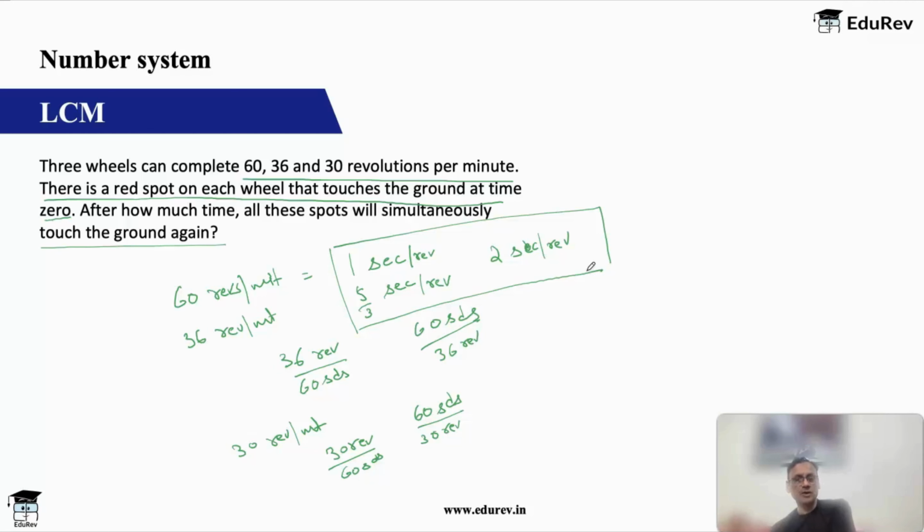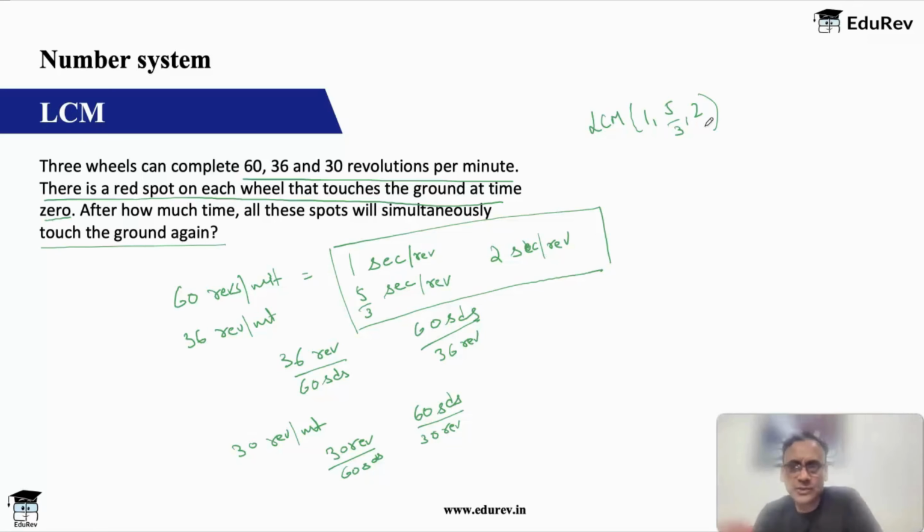So we want to have a common number of revolutions so that the red spot for all of them are touching the ground together. So basically you need to find the LCM of 1, 5/3 and 2. Okay. Now this is LCM of a fraction. LCM of a fraction we will discuss in next slide.